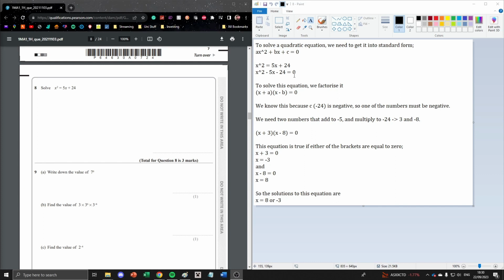Now there's 3 main methods we can use to solve quadratic equations. There is factorization, which is normally the easiest, but can't always be done. Completing the square, which can generally be done and is a bit harder.